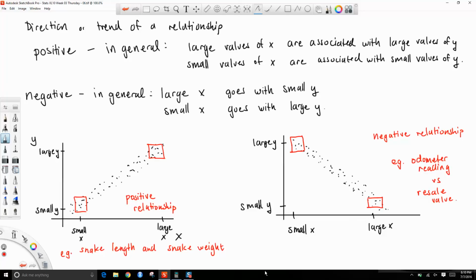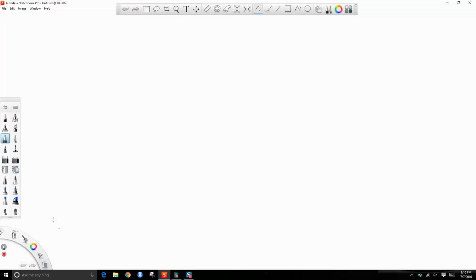Okay, and so those are what we are talking about when we say a positive or negative relationship. Okay. And lastly, we have the strength of a relationship.